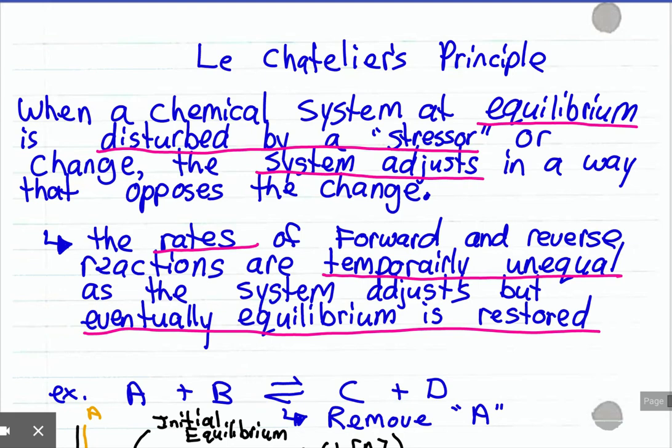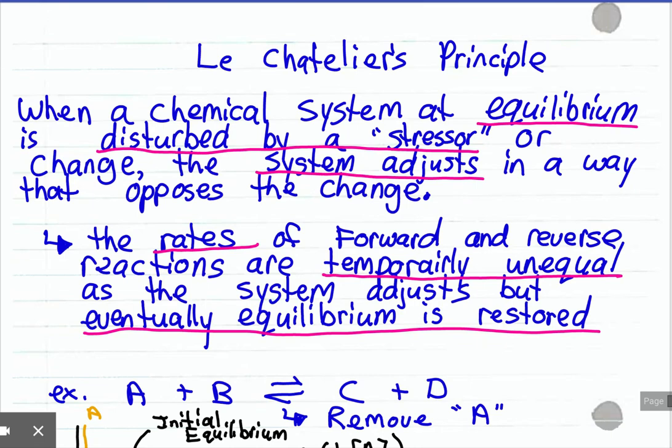Basically, Le Chatelier's principle states that when a chemical system that is at equilibrium is disturbed by a stressor or a change, the system adjusts in a way to oppose that change. So this is really important. It goes back to that idea of stressor, shift, change in concentration. That is basically Le Chatelier's principle in a nutshell.